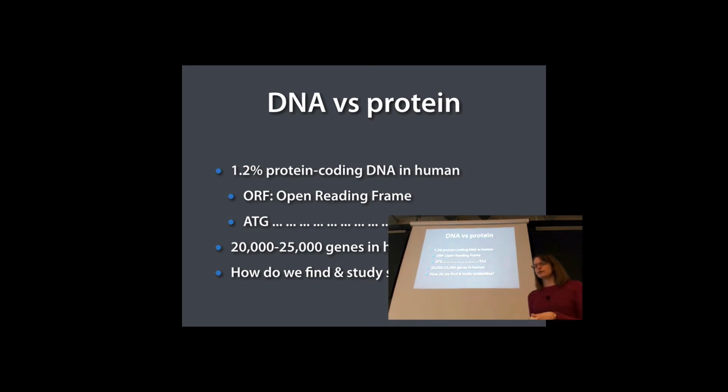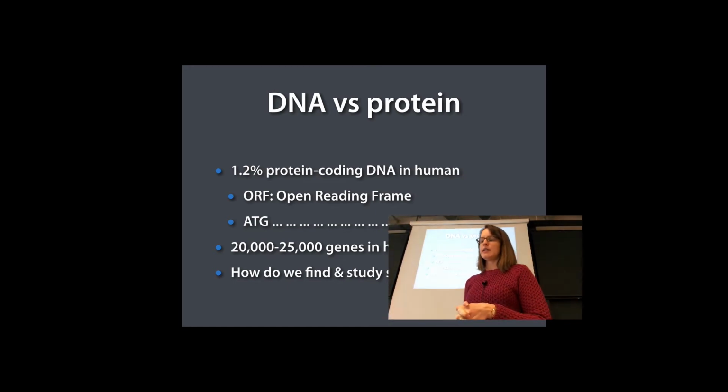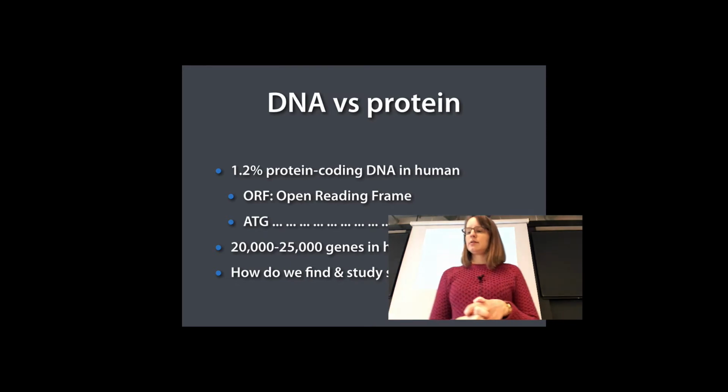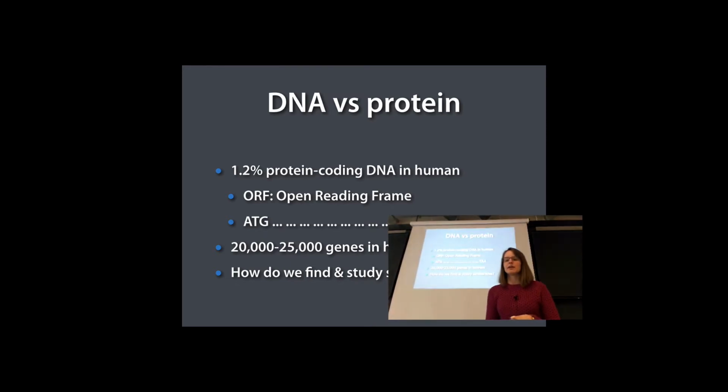To give you a few ideas of numbers, and I think Eric already mentioned this, the human genome contains 3 billion base pairs. That's really huge. But in fact, a lot of the DNA is not encoding proteins. Only 1.2% of the DNA in humans codes for proteins.